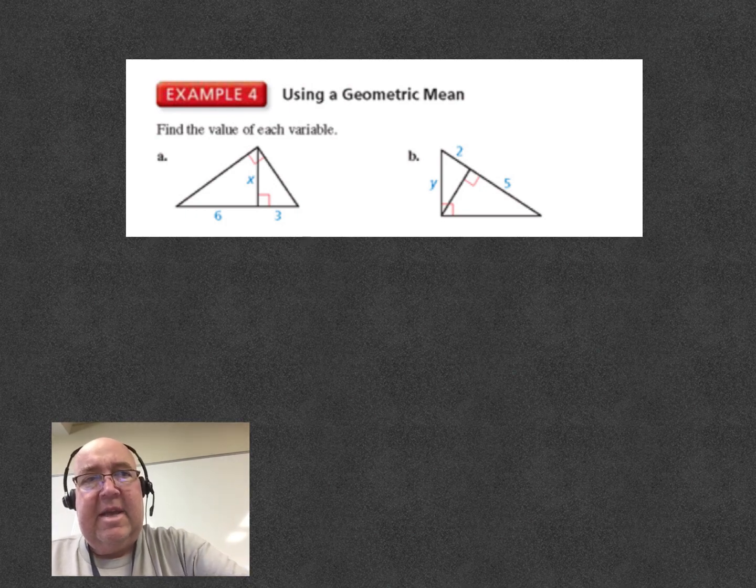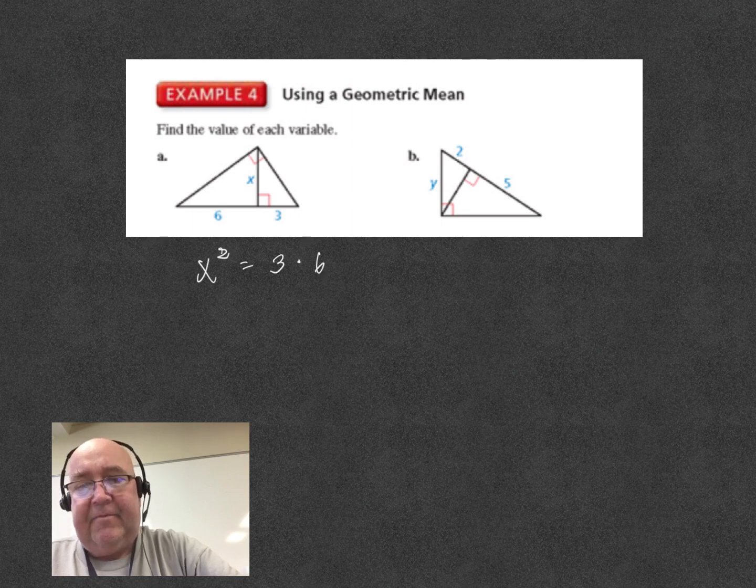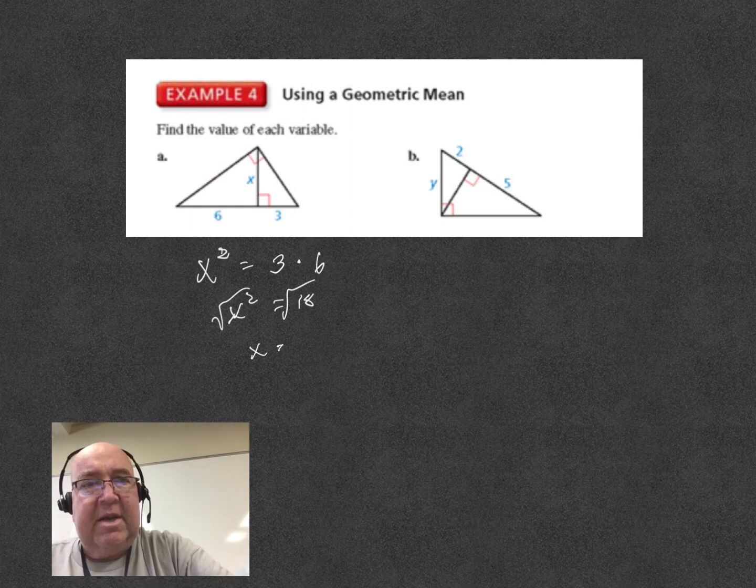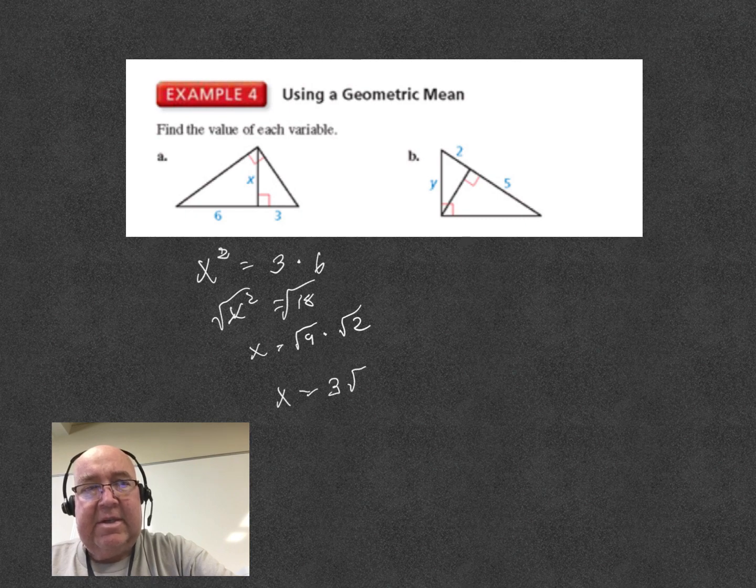So we know here that x squared is going to be equal to 3 times 6, and x squared is going to be equal to 18. We need to find x, so we're going to find the square root. X is equal to square root 18, we can rewrite as square root 9 times the square root of 2. We know that the square root of 9 is 3, so we can write 3 square root 2.